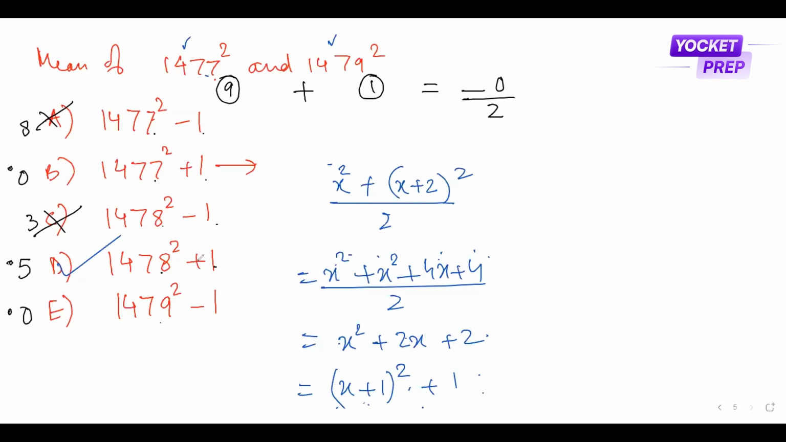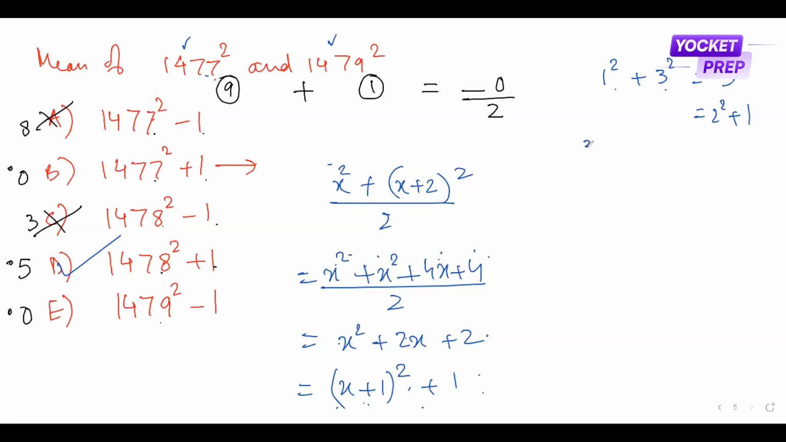Yes, one thing which you can do is scale down. You see consecutive odd numbers, so you take smaller numbers. Let's say you take 1 squared and 3 squared. So what do you have? 1 plus 9, 10, by 2, 5, which is 2 squared plus 1. So you see it is the next number squared plus 1, by looking at the patterns of the options.